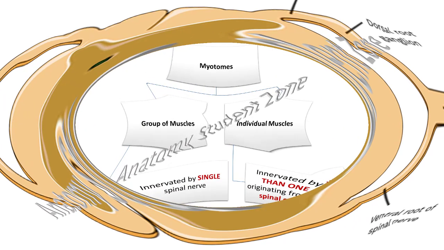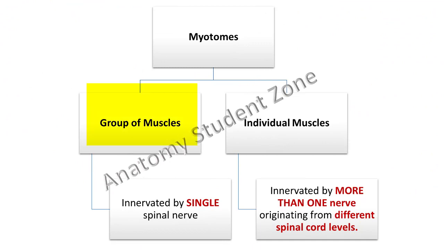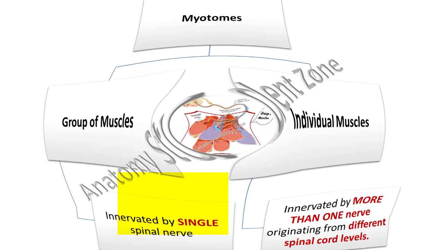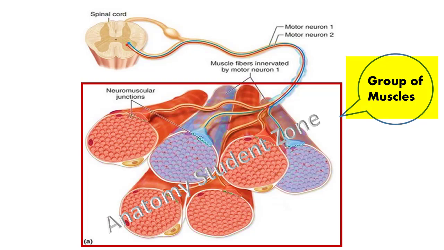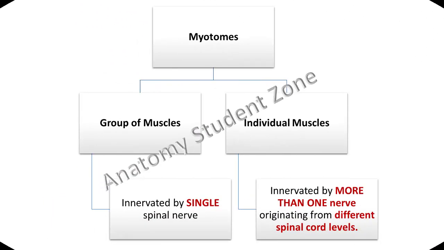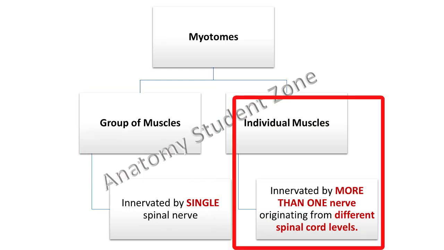I am repeating this again. These are a group of muscles innervated by a ventral root of a single spinal nerve. As we can see in this image, one spinal nerve is innervating a group of muscles, and this is also via the ventral root, as I told you, that is the motor root. But besides the group of muscles, it can also be the case that an individual muscle is innervated by more than one nerve. So these nerves originate from different spinal cord levels. I told you two scenarios: one includes a group of muscles and the other includes an individual muscle. Now I will explain both of these with examples.